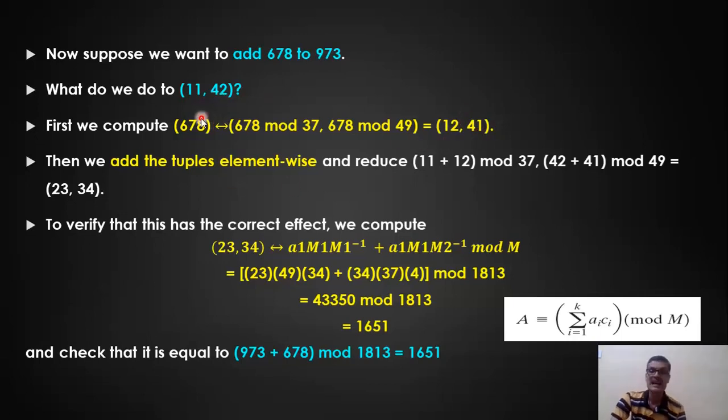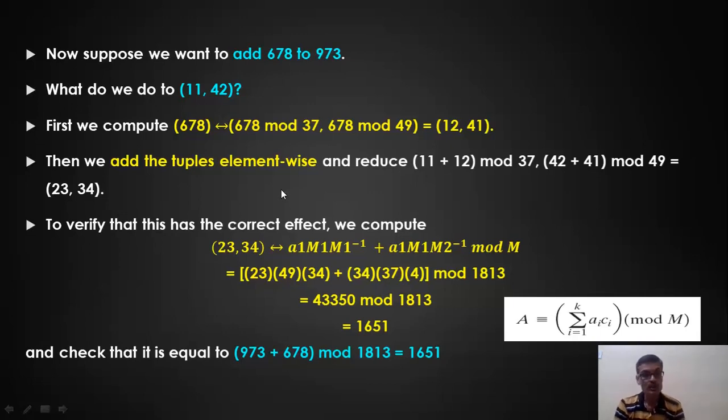So how to add the tuples? This 11 plus 12 mod 37 for the first case, then 42 plus 41 mod 49. That's what I have to do. So what is the answer I'll get? I'll get the answer as 23, 34. So again, my answer is also in the form of a tuple, right?